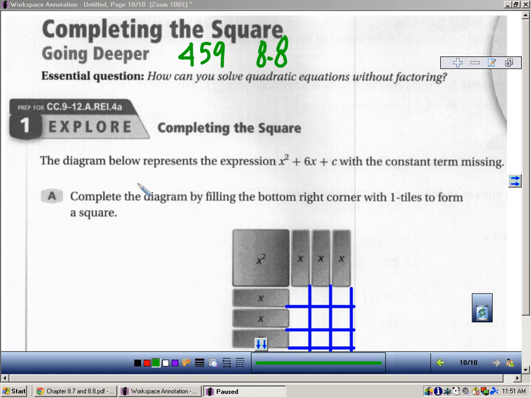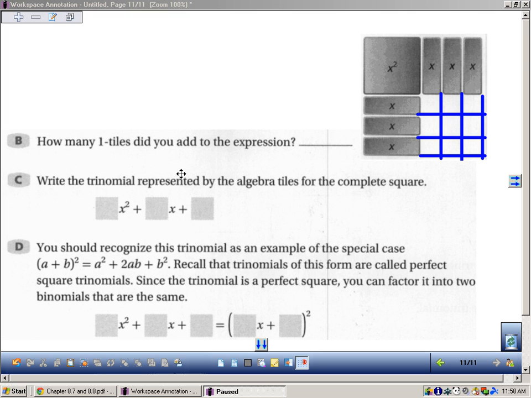Okay? So we've just finished section A. Complete the diagram by filling in the bottom right corner, and we did it. Okay? So now that I have that, the shape itself is a complete square. Now let's go to the next section and see what the next step is.